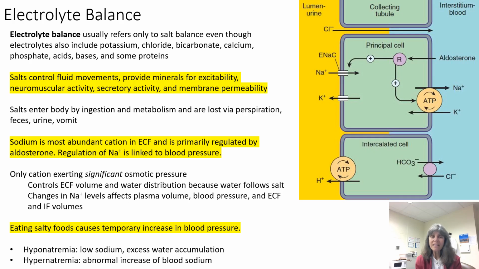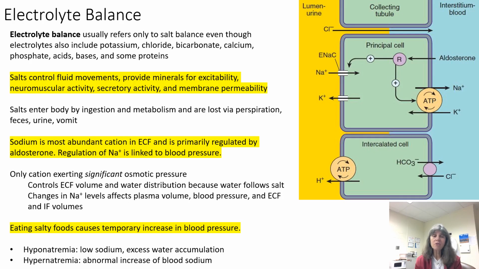Sodium is the only cation that exerts significant osmotic pressure. Remember, it controls extracellular fluid volume and water distribution because water follows salt. Changes in sodium levels can affect plasma volume, blood pressure, extracellular fluid, and interstitial fluid volumes. Eating salty foods will cause a temporary increase in blood pressure.